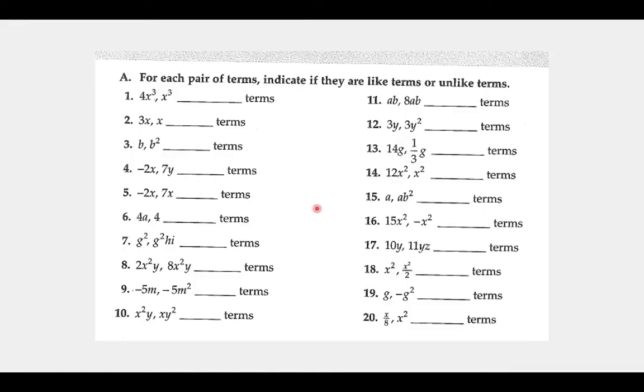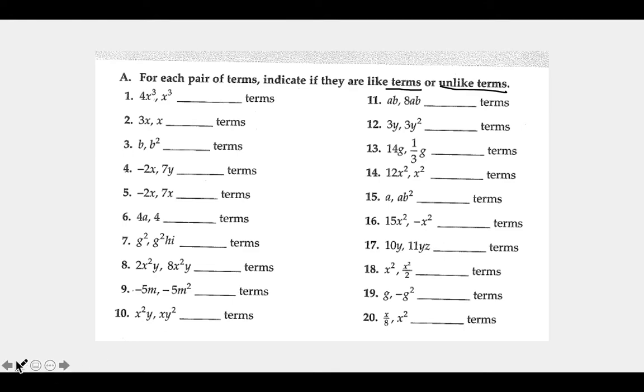Okay, so let's go ahead and do some practice here. For each pair of items, indicate whether they are like terms or unlike terms. Okay, so again, you want to identify if they're like terms or unlike terms. I'm going to do 1 through 10 with you, and you are going to do 11 through 20.